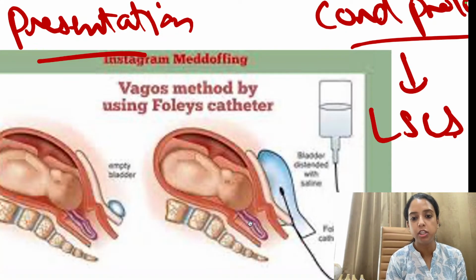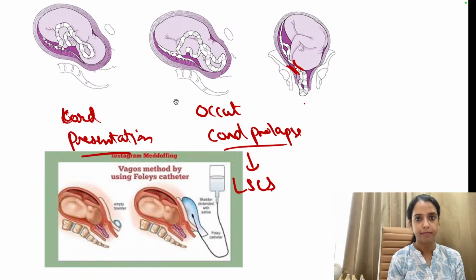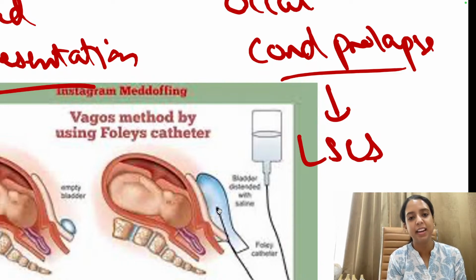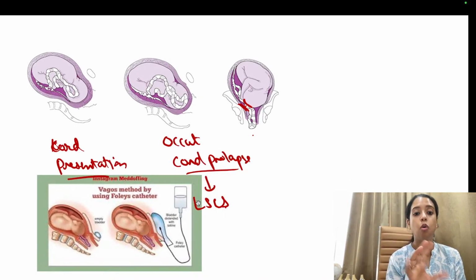So can you see the image? Cord is out, bladder is being filled. So it is Vago's method to relieve cord compression. So whenever you get an image based question, see it as a whole. Don't just see that saline is being filled and think it must be the O'Sullivan method. Just see where the saline is being pushed, what pathology is happening. So see the image completely, as a whole.